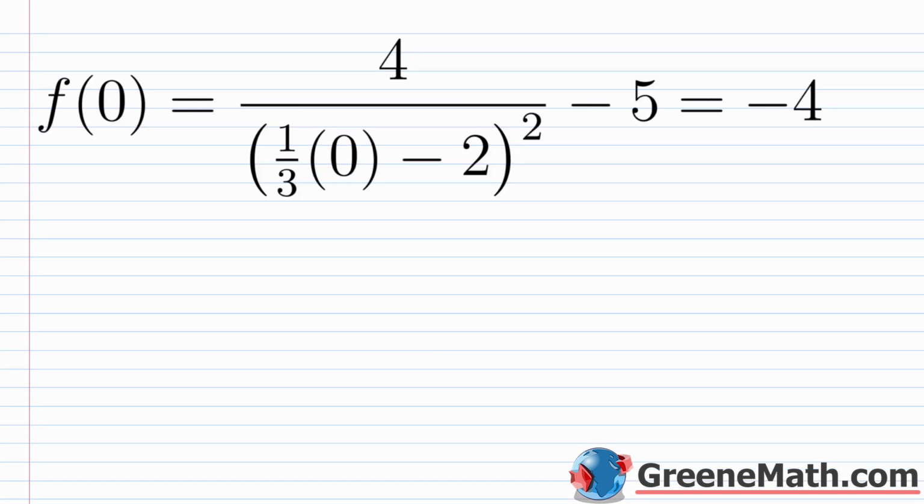So if I want the y-intercept, I would just find f of 0. So that would be 4 over the quantity 1/3 times 0, minus 2, squared, and then minus 5. This is going to be equal to negative 4, because the 1/3 x term goes away. You'd basically have negative 2 squared, which is 4. 4 over 4 is 1, and 1 minus 5 is equal to negative 4. So the y-intercept occurs at 0, negative 4.